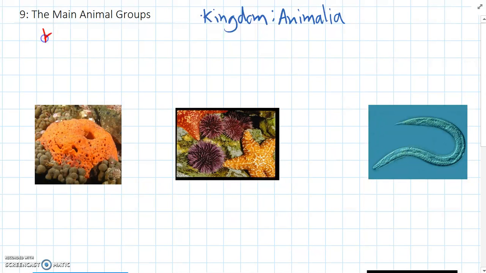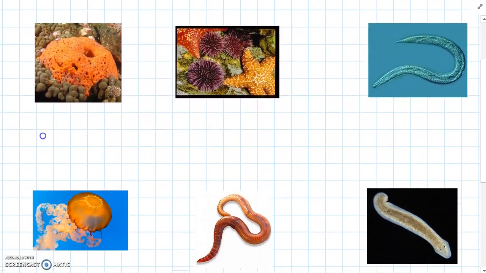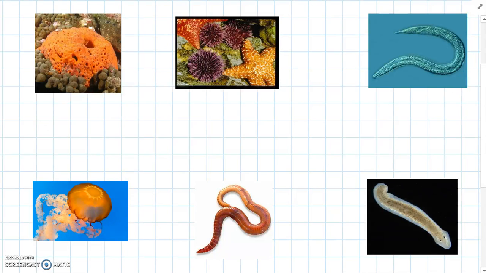And remember that below kingdom, in our 7 levels, is phylum. So these groups that we're going to talk about are the main different phyla of animals. The plural of phylum is phyla. So these are all the different phyla of the animal kingdom. We're going to talk through 9 different ones because these are the most common phyla that we see.